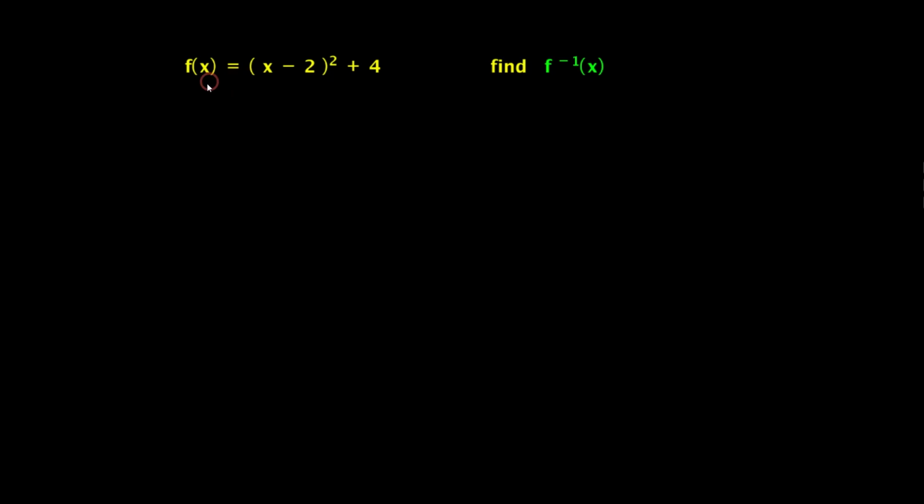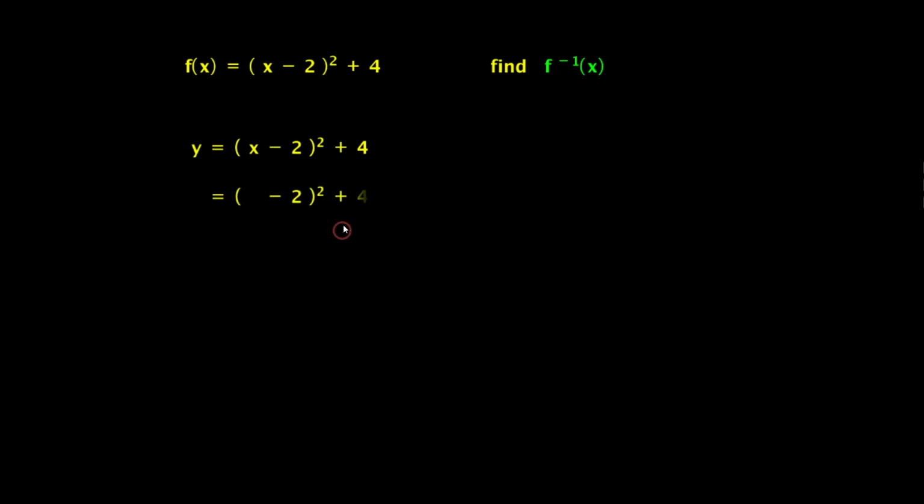Now it's another example. f of x equals x minus 2 whole square plus 4. Find the f inverse x. All we do is, for the regular function, instead of f of x, we just write y equals the function. Next step, switch the x and y, isolate y, and we are done.